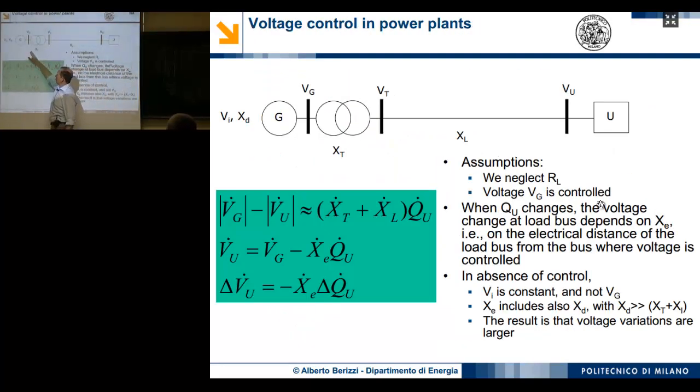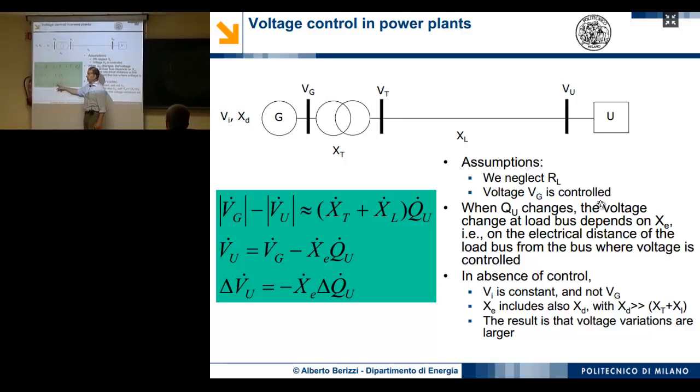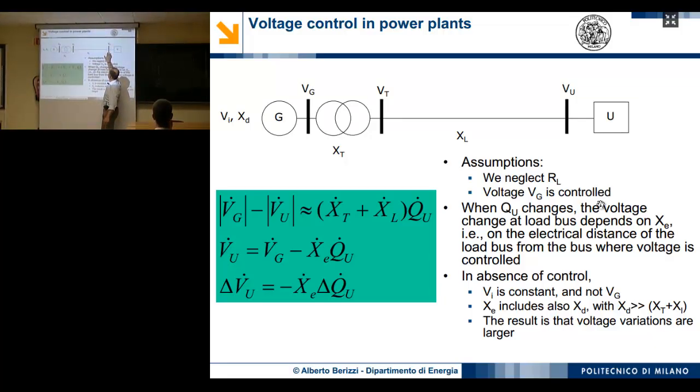What happens if my generator is no longer able to control this voltage? For example, because it reached its capability, so it lost the control of the voltage. This means that I must add to this equivalent reactance the internal reactance of the generator, the synchronous reactance, which is typically large. So I will increase the value of XE, and this means that with the same perturbation delta QU, my system will show a higher change in delta VU. So in other words, the system is weaker, and it's reasonable. I lost the control of the generator, the system will be weaker.